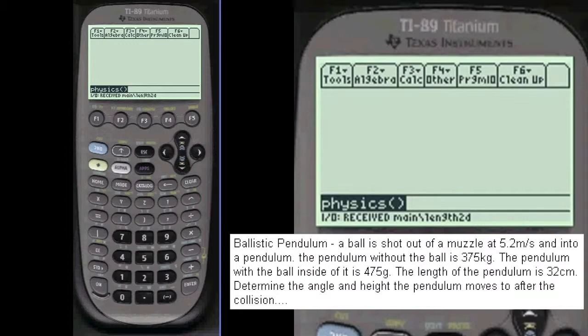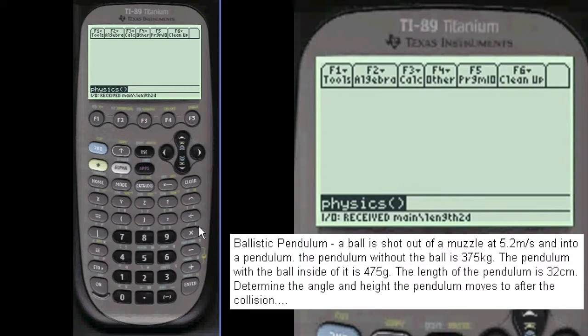There's a typo in this test problem. They meant grams for 375 grams, not kilograms. But we can think through that. And you'll also notice we have to think a little bit about that the pendulum is 475 grams with the ball, so therefore the ball is 100 grams. Keep that in mind. Sometimes we have to think in physics.